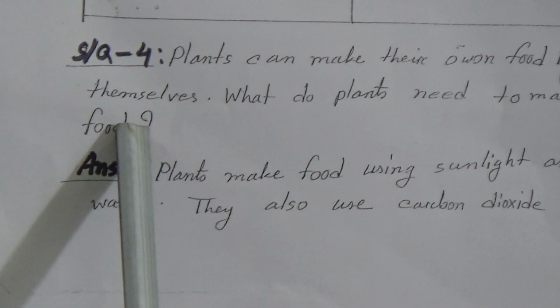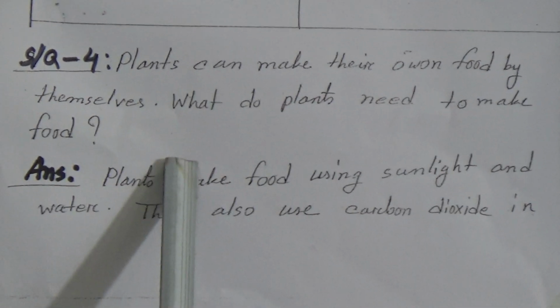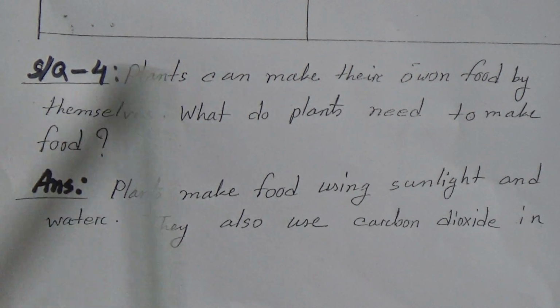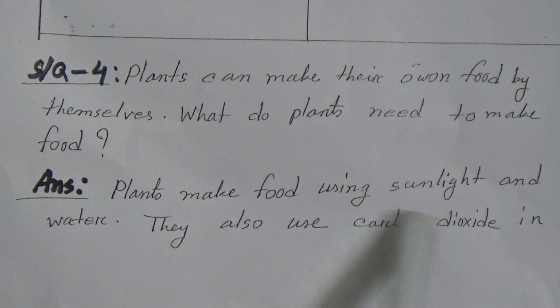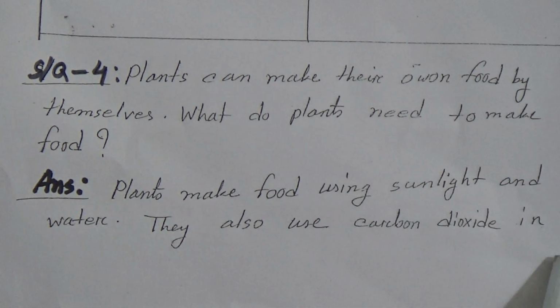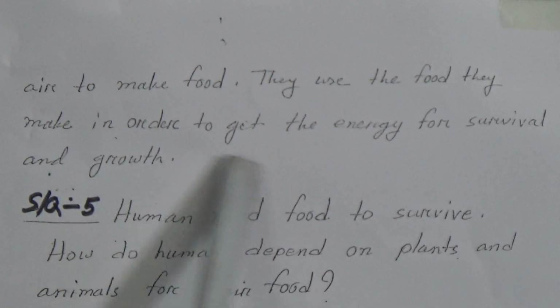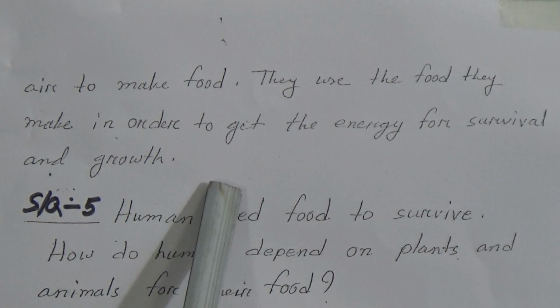Our question is: plants can make their own food by themselves. What do plants need to make food? The answer is: plants make food using sunlight and water. They also use carbon dioxide in the air to make food. They use the food they make to get energy for survival and growth.